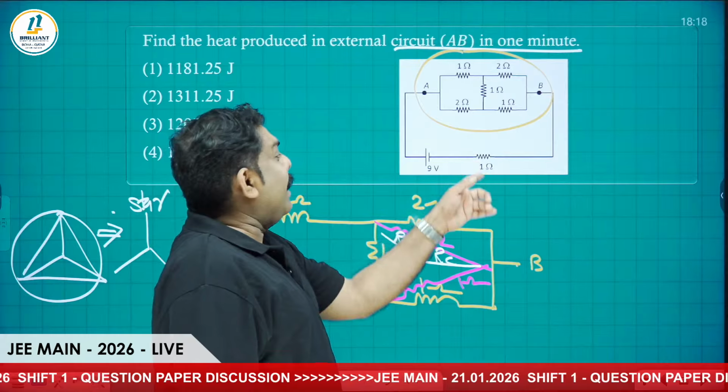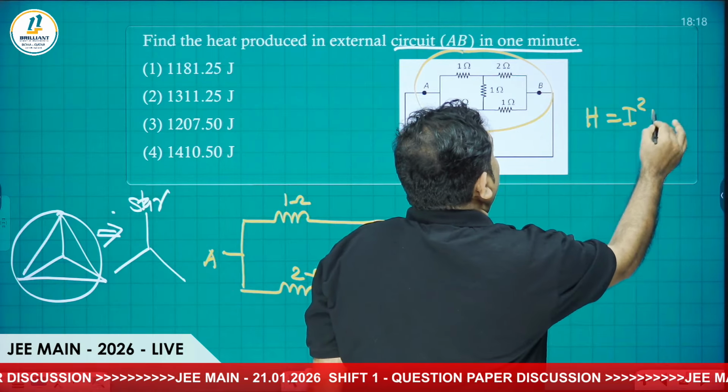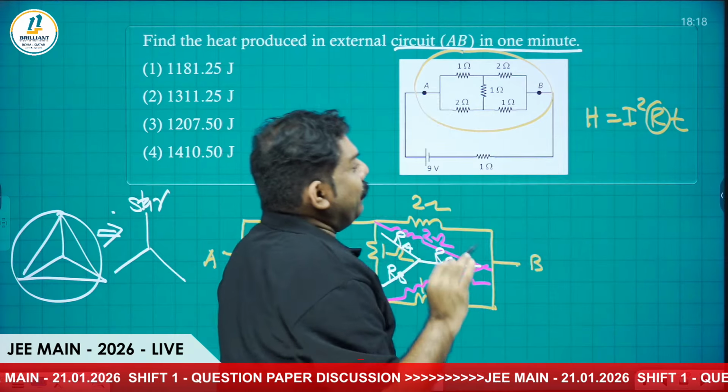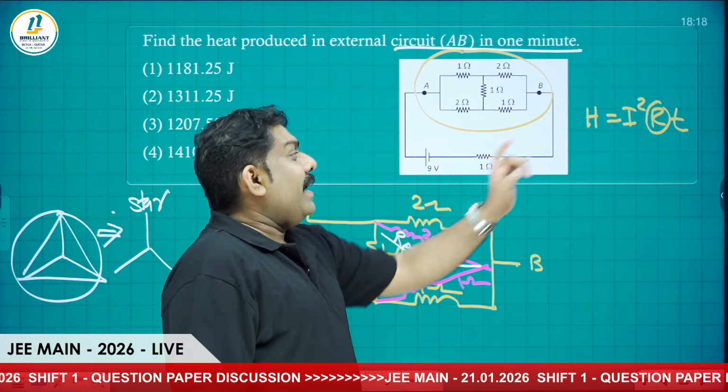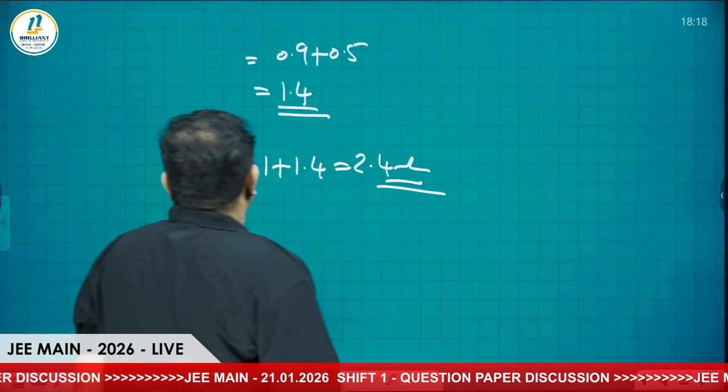So in order to calculate that, we need heat produced, which is equal to I squared RT. The resistance between A and B we already know, but we have to calculate I. The time is already given as 1 minute. So we are going to the question now.